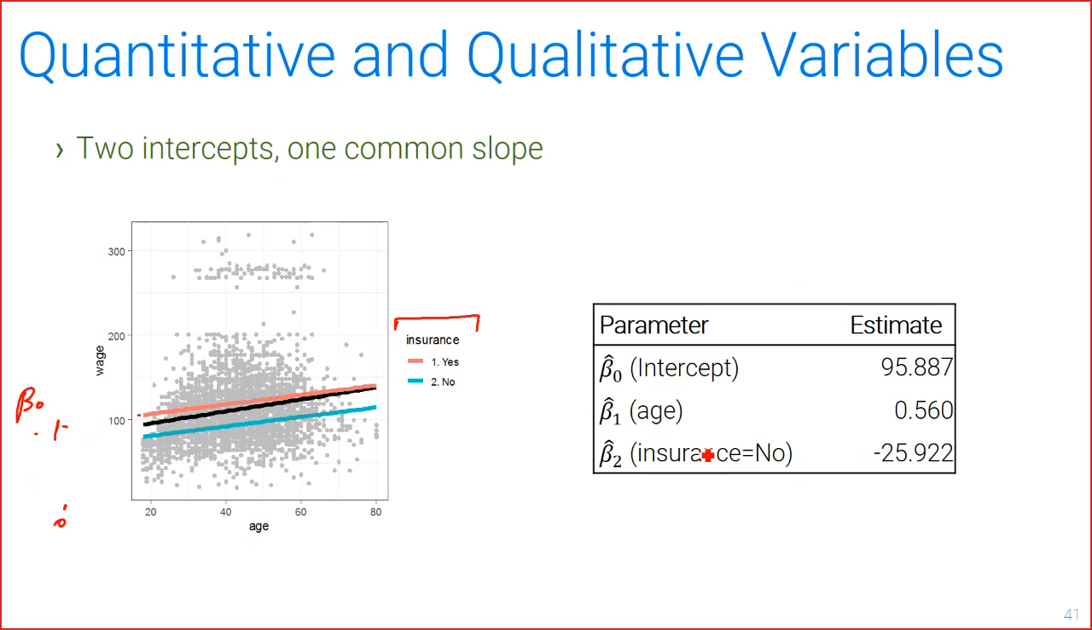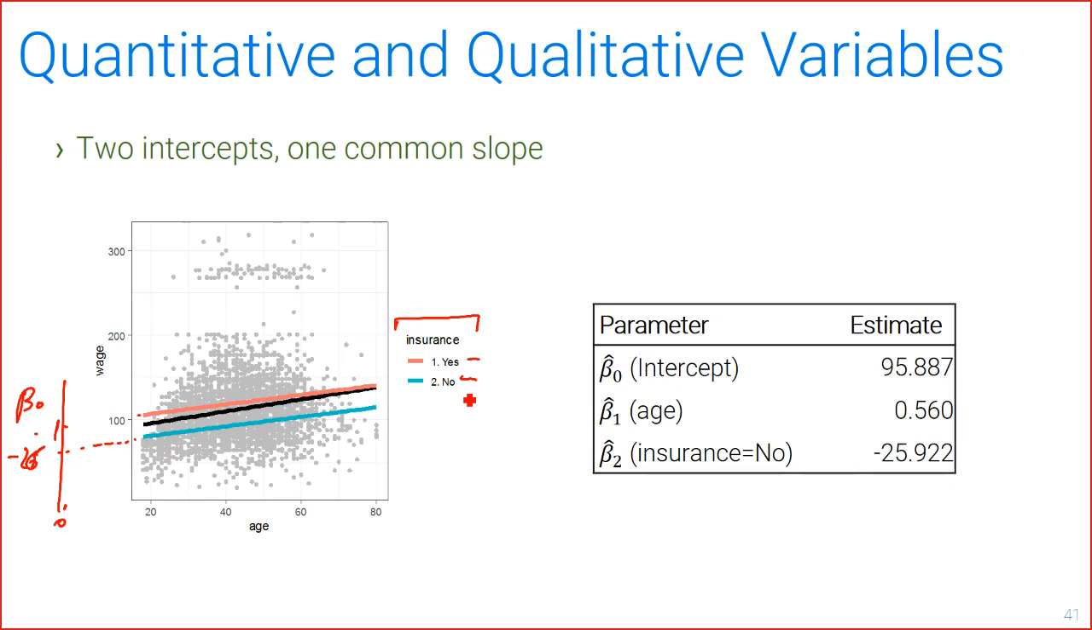Then we have this deviation for the case insurance equal no, and we see that it's a negative one. It's a minus 26. So that means this blue line, if we draw it until x equals 0, it would be minus 26 from beta 0. So what we have here is just two different intercepts, one for each of the levels of the categorical variable.